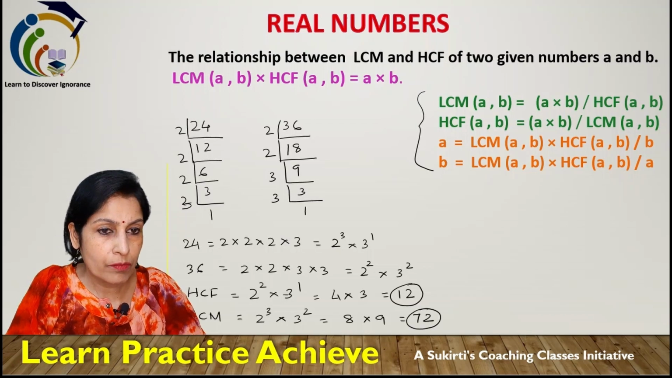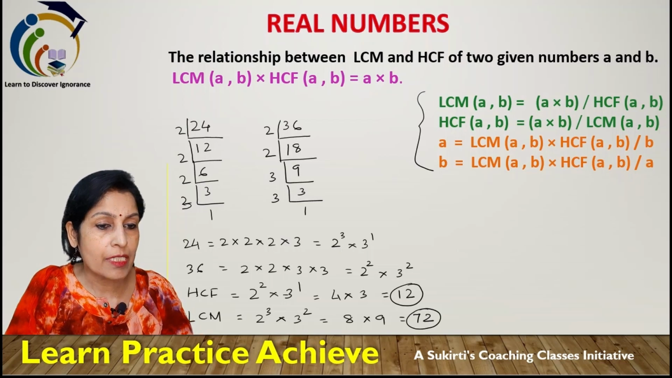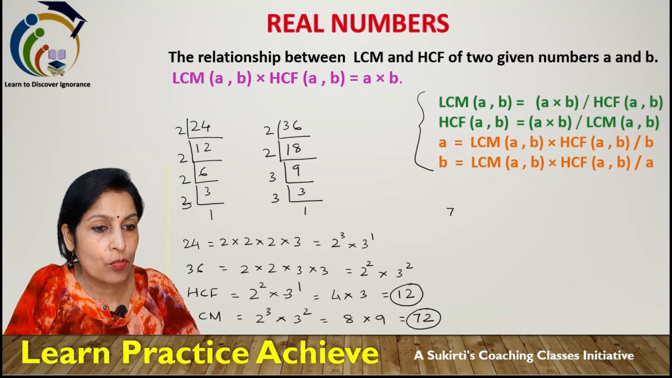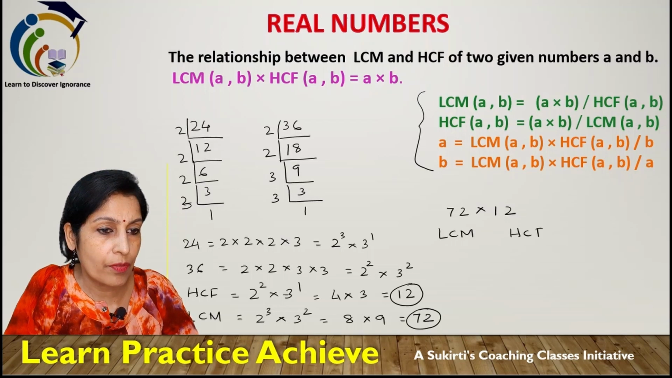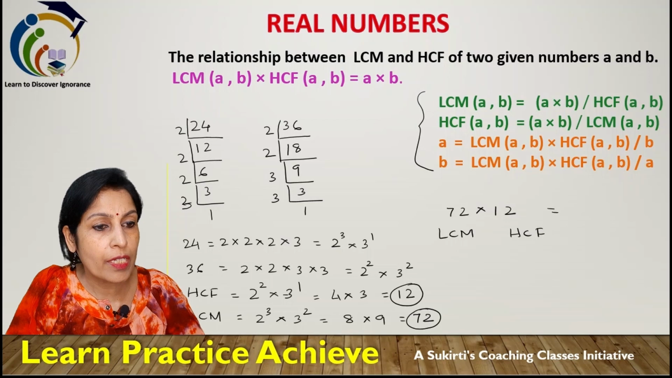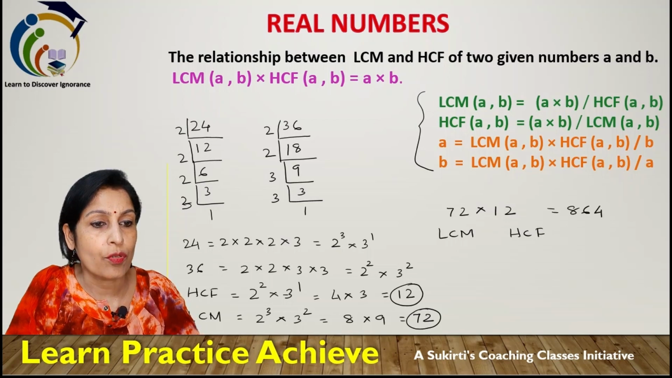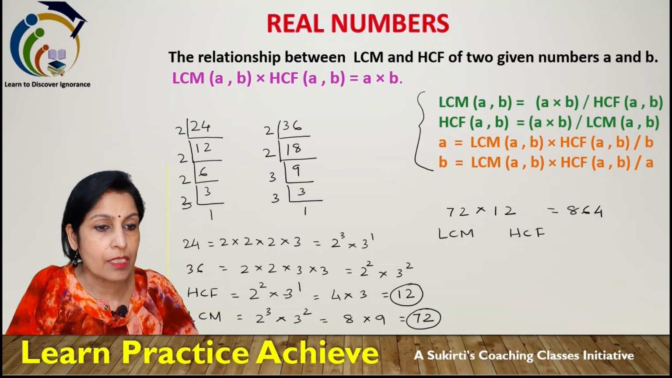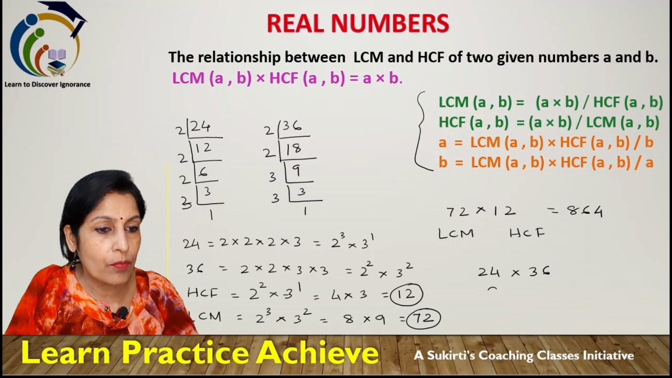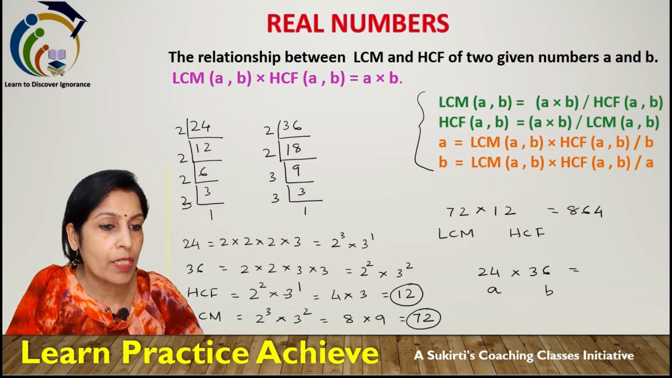Now according to the formula given, LCM of A and B into HCF of A and B is equal to the product of A and B. When we multiply LCM and HCF, that means 72 multiplied by 12, where 72 is LCM and 12 is HCF, we get 864. Now that is equal to A into B. The numbers A and B here are 24 and 36. So 24 into 36, where 24 is A and 36 is B, when you multiply these two, again you will get 864.